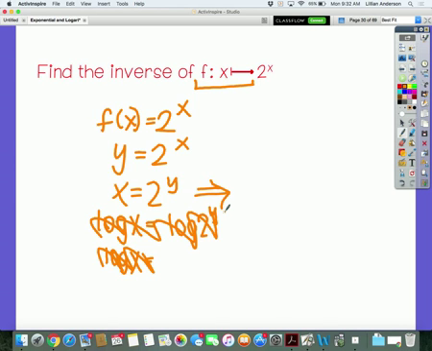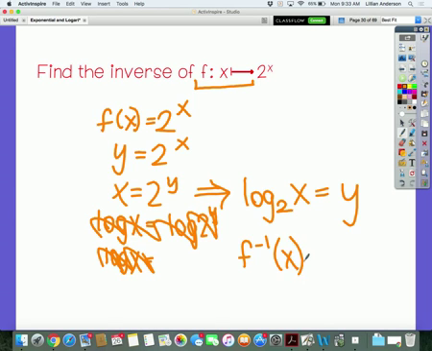We can actually write this in logarithmic form. So we'll have a log. What's my base? 2. What's going to go right beside 2? X. And that's going to equal your exponent. And there you go, there's the inverse. But I've got to make sure I do step 3. What's step 3? Put my notation.